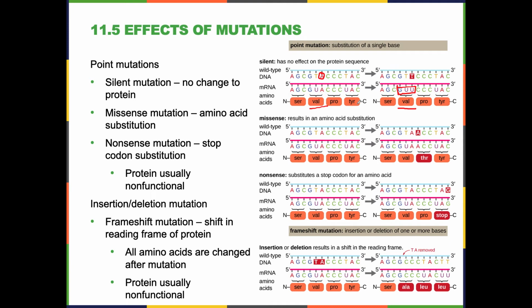So in this case, we would call this a silent mutation. There's a mutation, but no one really knows because we don't see it. All right. Sometimes, in this case, we have another stretch of amino acids here.